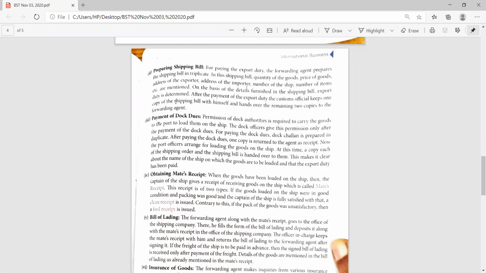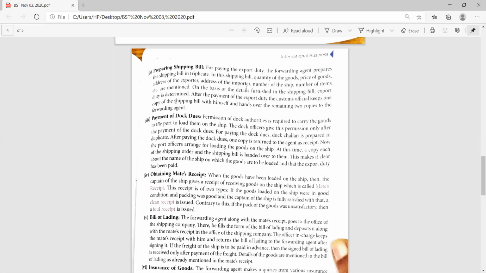Obtaining the mate receipt. Yes, the mate's receipt is also one of the important concepts. When the goods have been loaded on the ship, the captain of the ship gives a receipt after receiving the goods on the ship, which is called the mate's receipt. Please underline what is the mate's receipt.